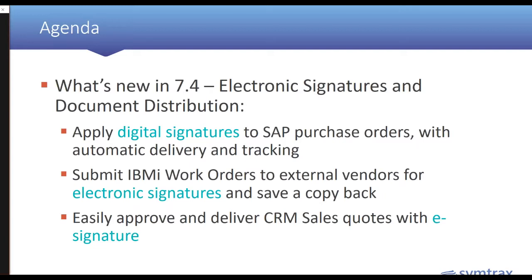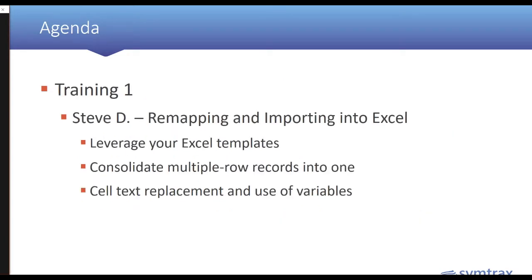Okay, so we're going to go ahead and get started here with Steve. Steve's going to be showing us how to import an SAP spool file into Excel. We'll be looking at leveraging Excel templates. We're going to show you also how to consolidate multiple row records into one record in Excel, and also show you a really key thing here, which is cell text replacement and the use of variables. So without further ado, Steve, I will make you presenter so that you can go ahead and show us how to perform this. Awesome. Thank you, Fernando.